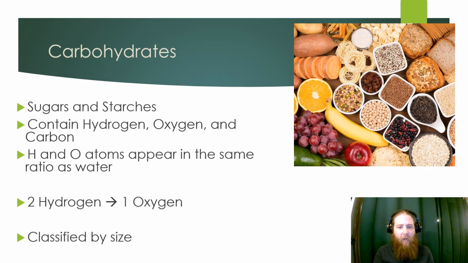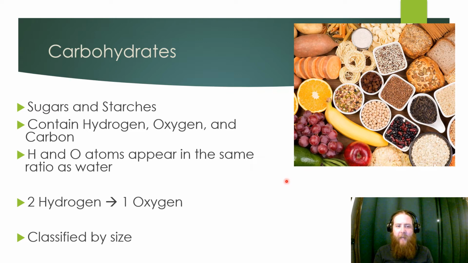The first, carbohydrates, these are your sugars and starches. Everything in this picture contains a lot of carbohydrates. These grapes contain a lot of carbohydrates in the form of sugar, a lot of starches in the rice and grains and breads, all of these, the sweet potatoes. And carbohydrates contain lots of hydrogen, oxygen, and carbon.